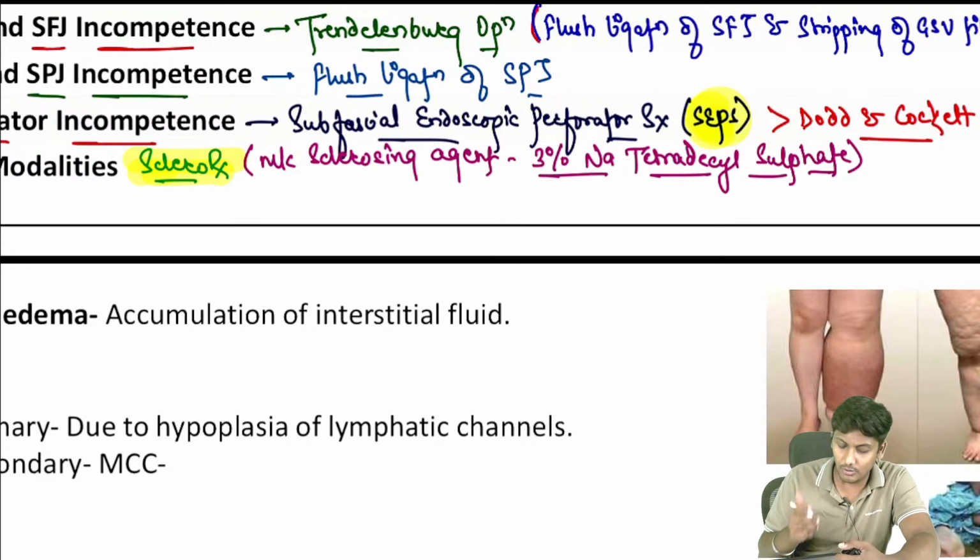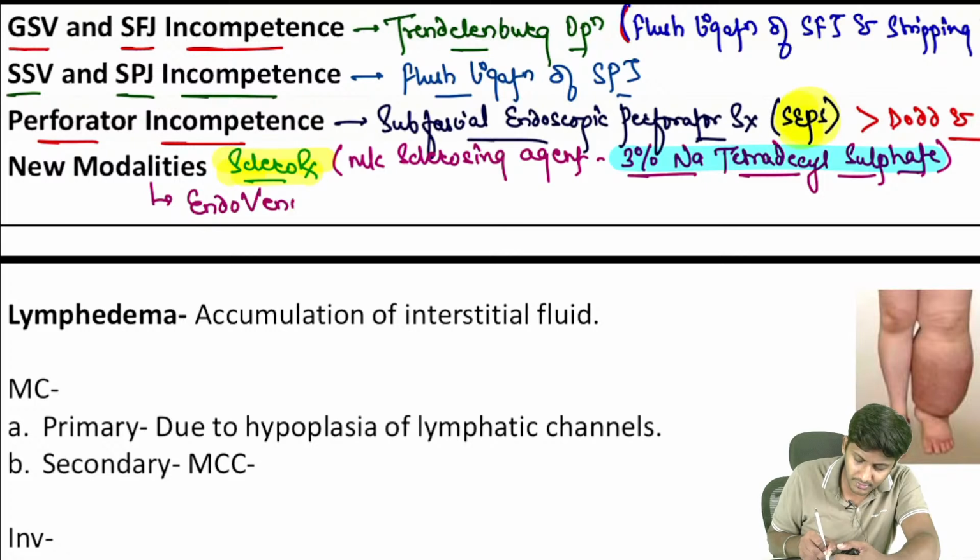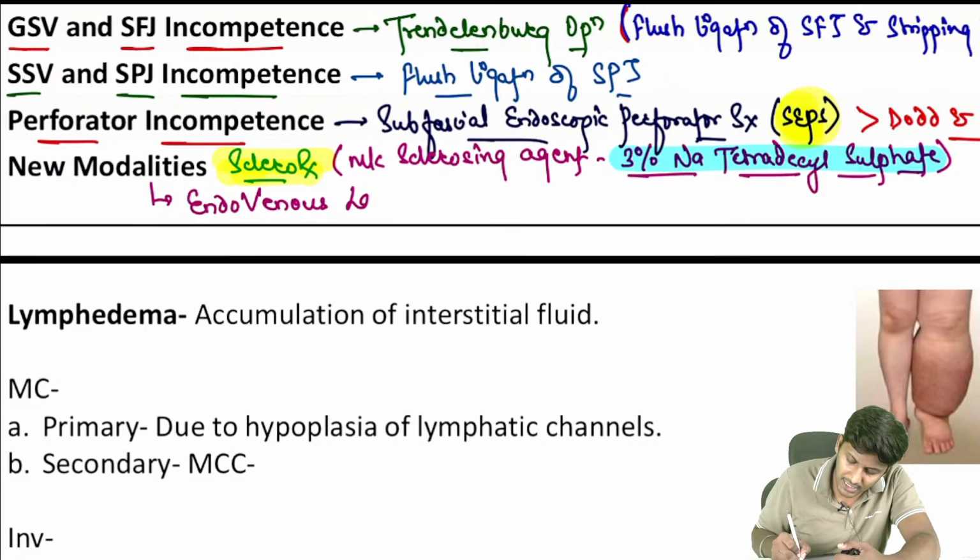And the most common sclerosing agent that we use is a 3% sodium tetradecyl sulfate. Okay? That's the important thing. Now the new modalities, even newer than sclerotherapy, are preferred nowadays. One is called EVLT, that is nothing but endovenous laser therapy or endovascular laser therapy. And second is radio frequency ablation, RFA. Important is both of these surgeries will have the same efficacy.